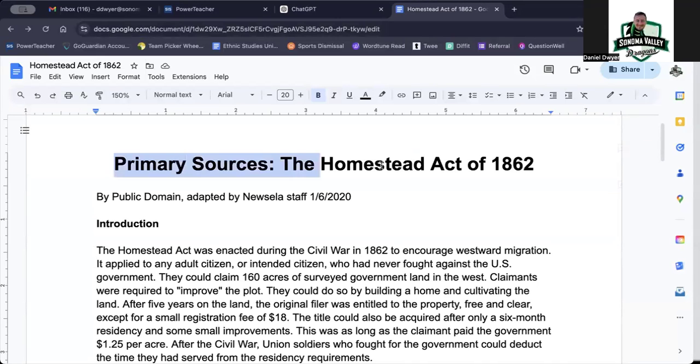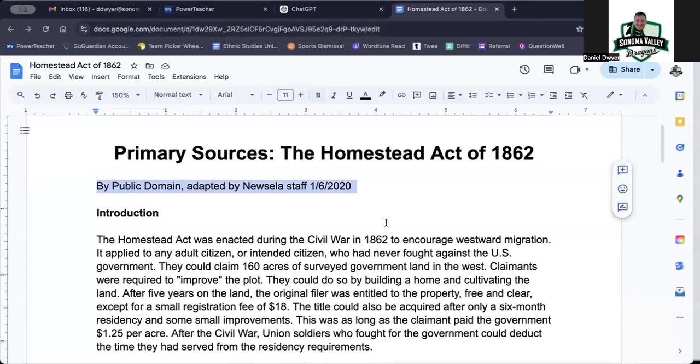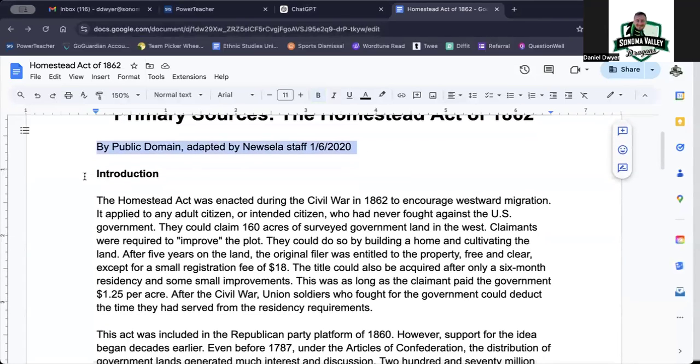Primary sources: the Homestead Act of 1862. Public domain. Adapted by Newsela Staff, January 6, 2020.